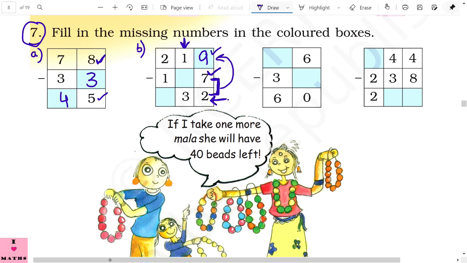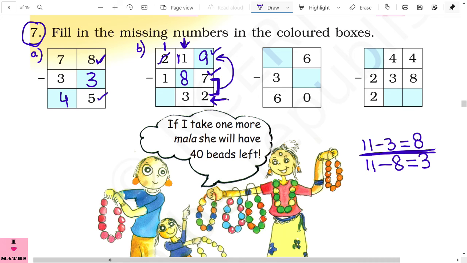Because children, this 1 will borrow from 2, 2 will become 1 and this 1 will become 11. Now 11 minus 3. 11 minus 3 is equal to 8 and 11 minus 8 is equal to 3. So 11 minus 8 is equal to 3. And how did we get this 8? We subtracted 3 from 11 and that is how we got 8.